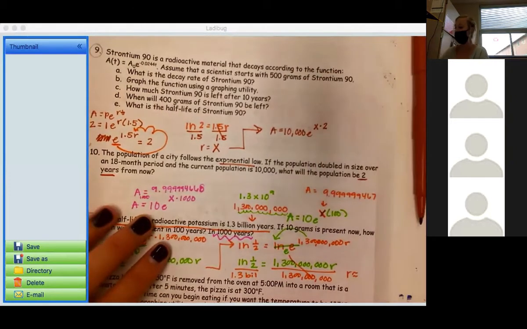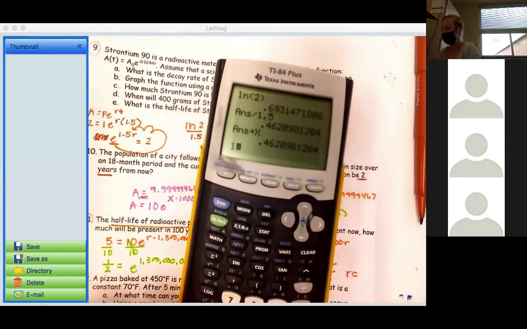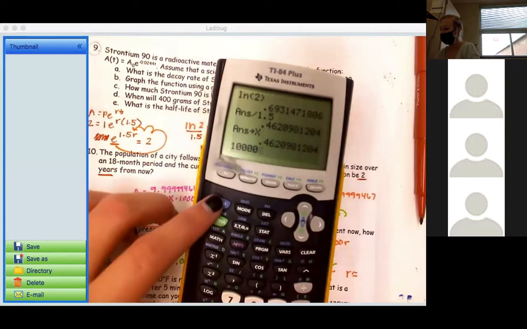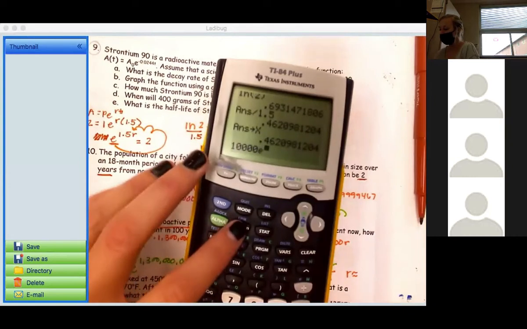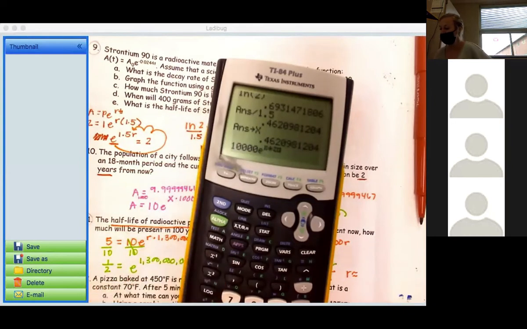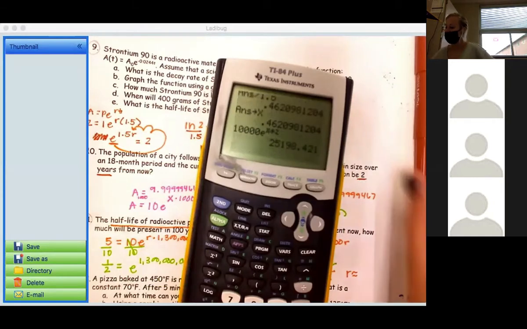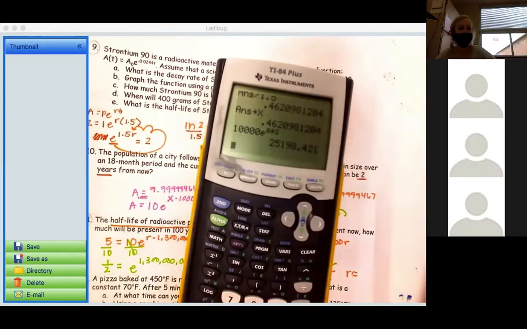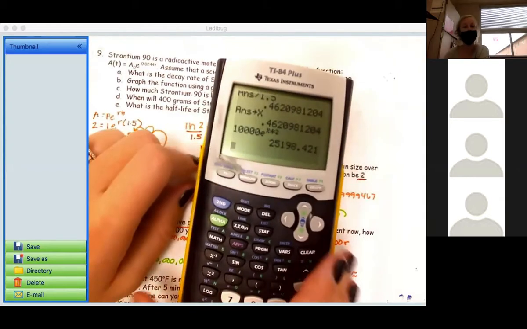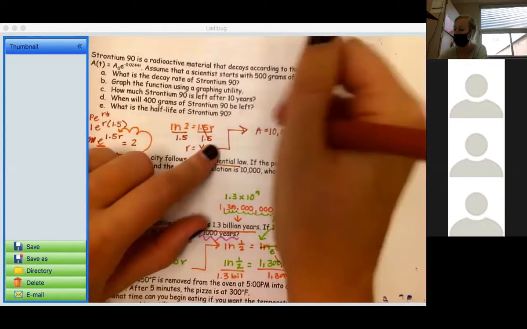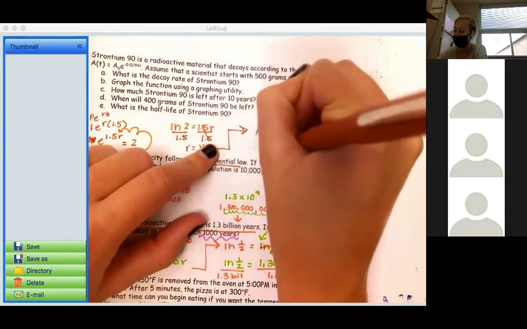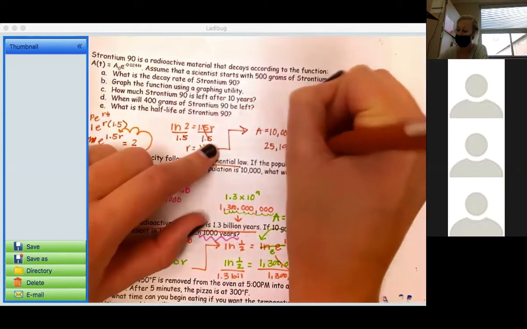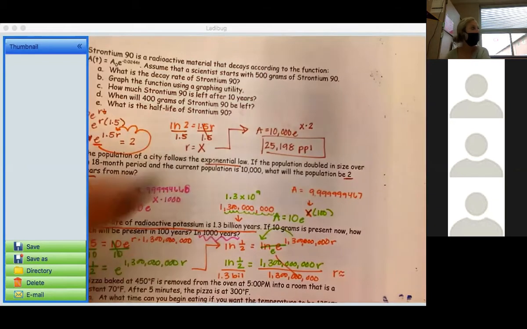So if you go put that in your calculator, 10,000 E raised to the X times 2. Did you guys get 25,198 people? Okay. Perfect. You can't have 0.42 of a person, so this should be rounded as a whole number. So Maddox, your way did work. Cool.